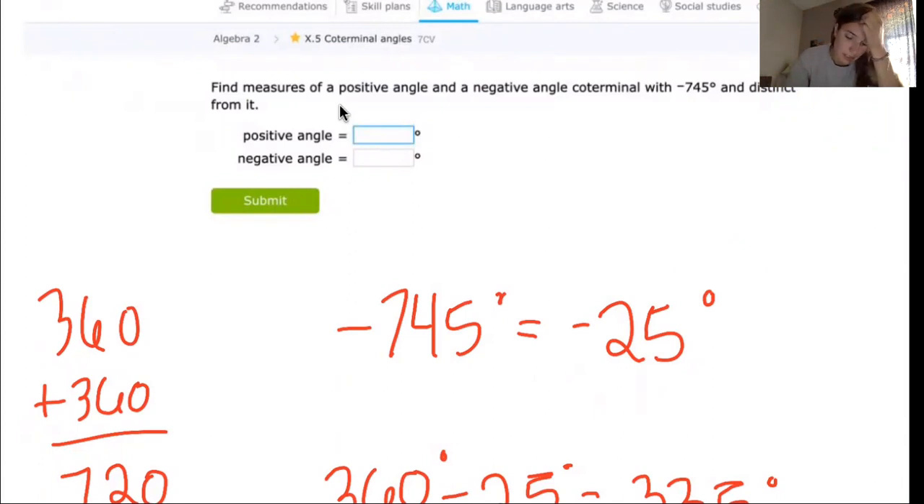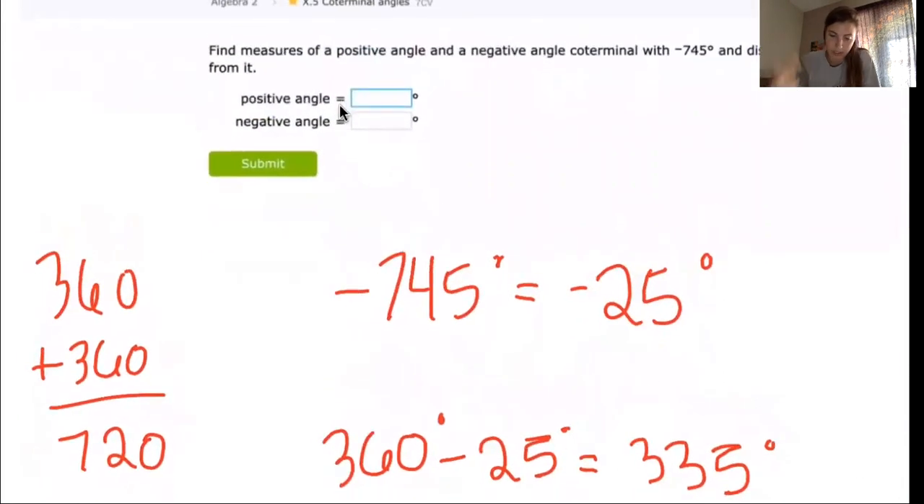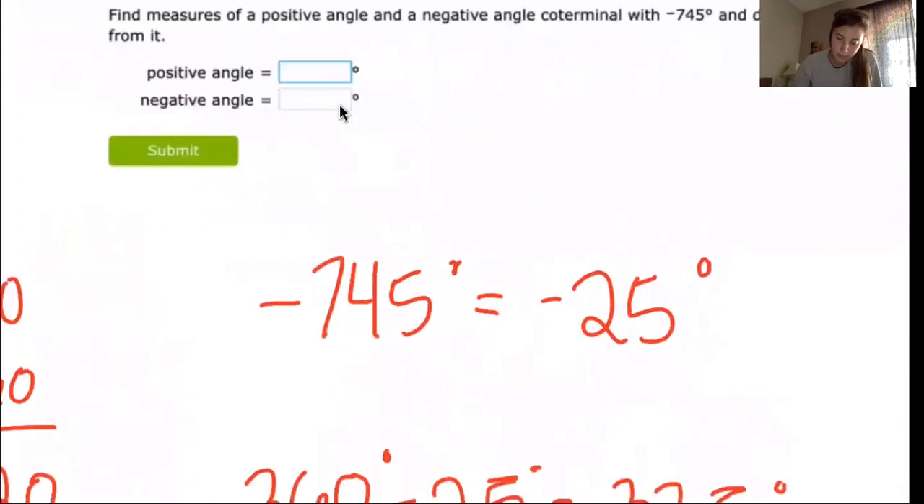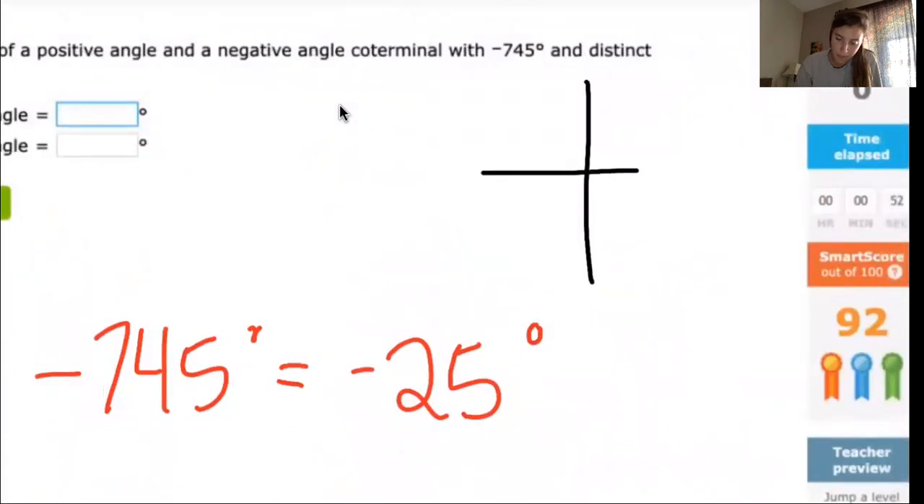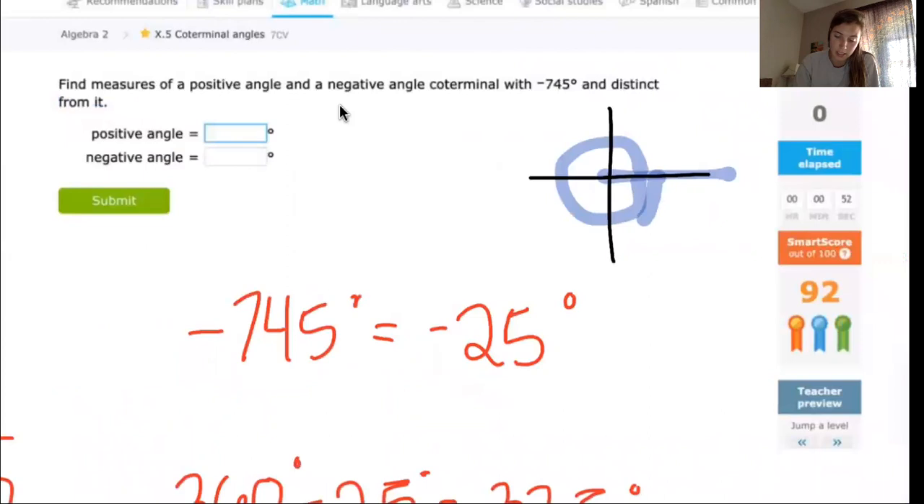Find measures of a positive angle and a negative angle coterminal with negative 745 degrees and distinct from it. So, sorry, my brain just stopped working. Okay, I'm gonna draw it first. So negative 745 degrees, my initial, I'm going the negative direction. So 360 is one full rotation. If I do that again, that's 720.